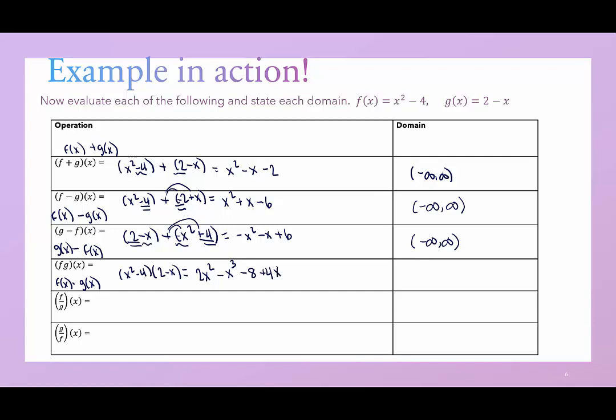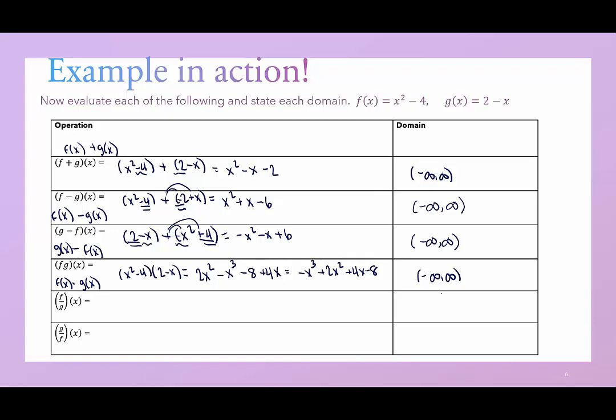So that just follows the FOIL technique. First, outer, inner, last. I don't have any like terms. How bizarre. I do want to put these in the right order though, because it's weird to not have the x cubed first. The negative stays with it, so we get negative x cubed plus 2x squared plus 4x minus 8. We now have a beautiful cubic function, and its domain is all real numbers.